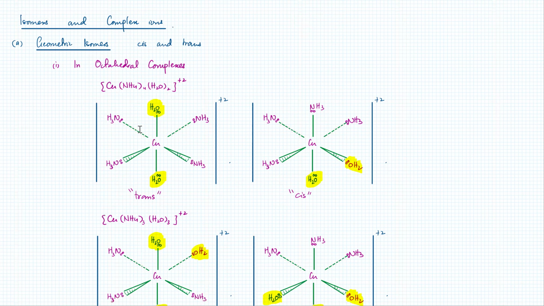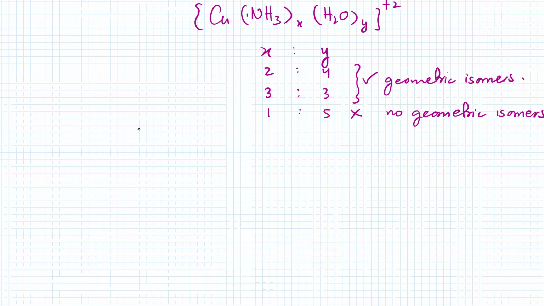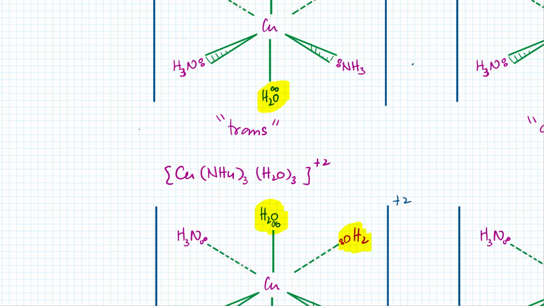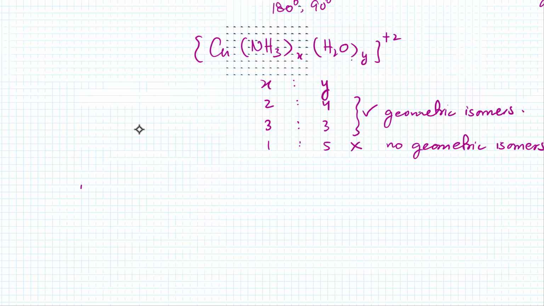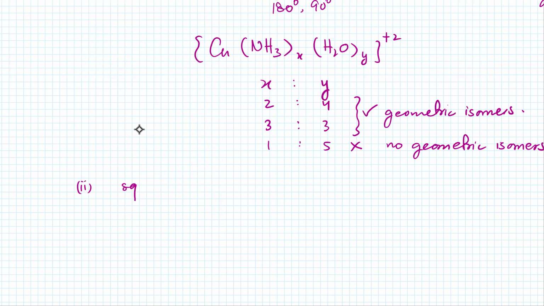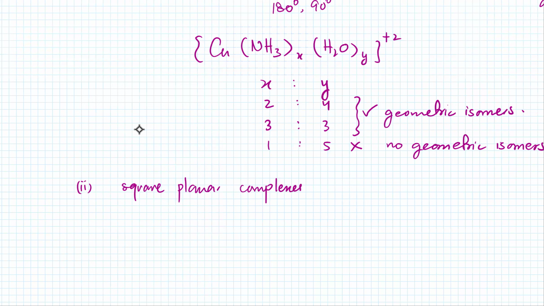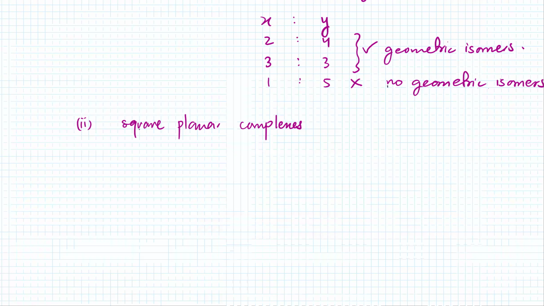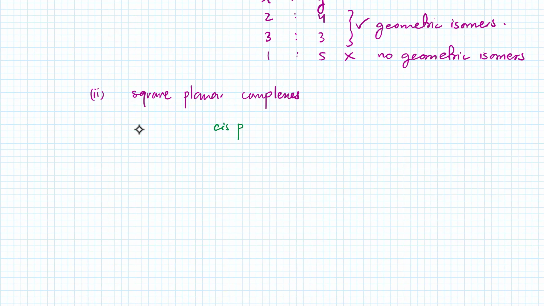So there's another complex which shows geometric isomerism, and that was part one, octahedral complex. There's another one which is part two, and those are square planar complexes. Now we did not draw any square planar complexes yet. The only ones we drew were the tetrahedral ones and the octahedral ones. So you've got square planar complexes as well, and there's only one you have to remember, and that's known as cisplatin and transplatin.